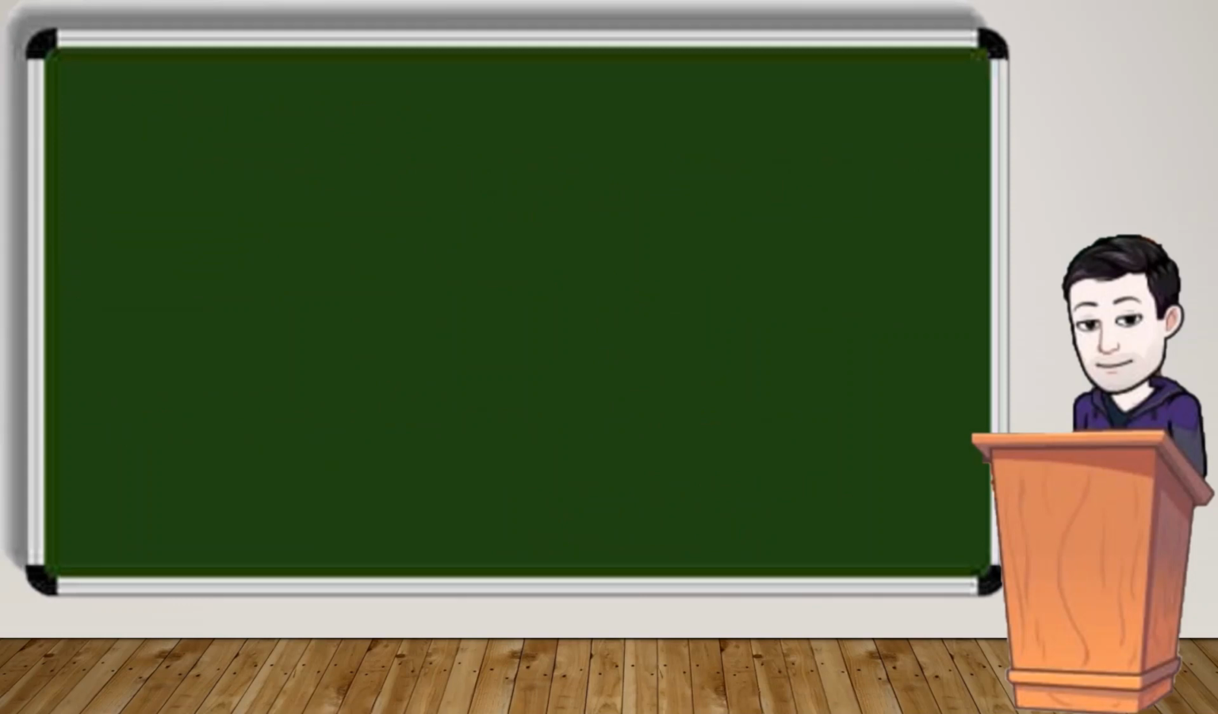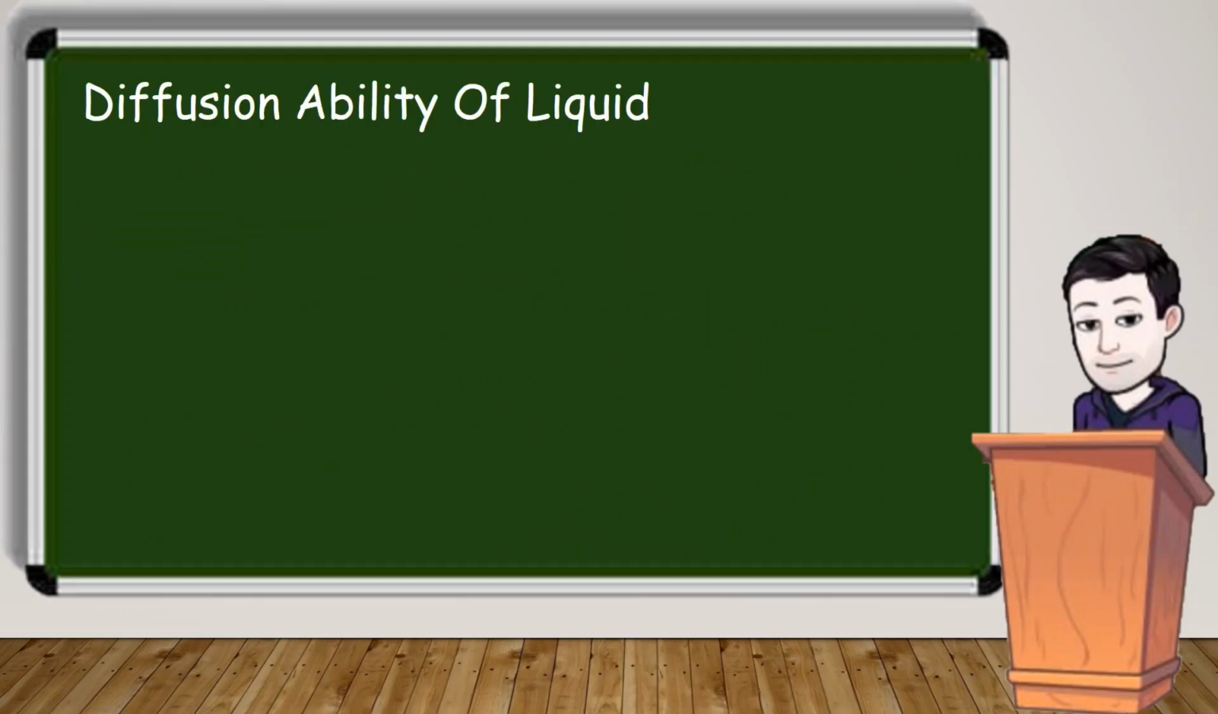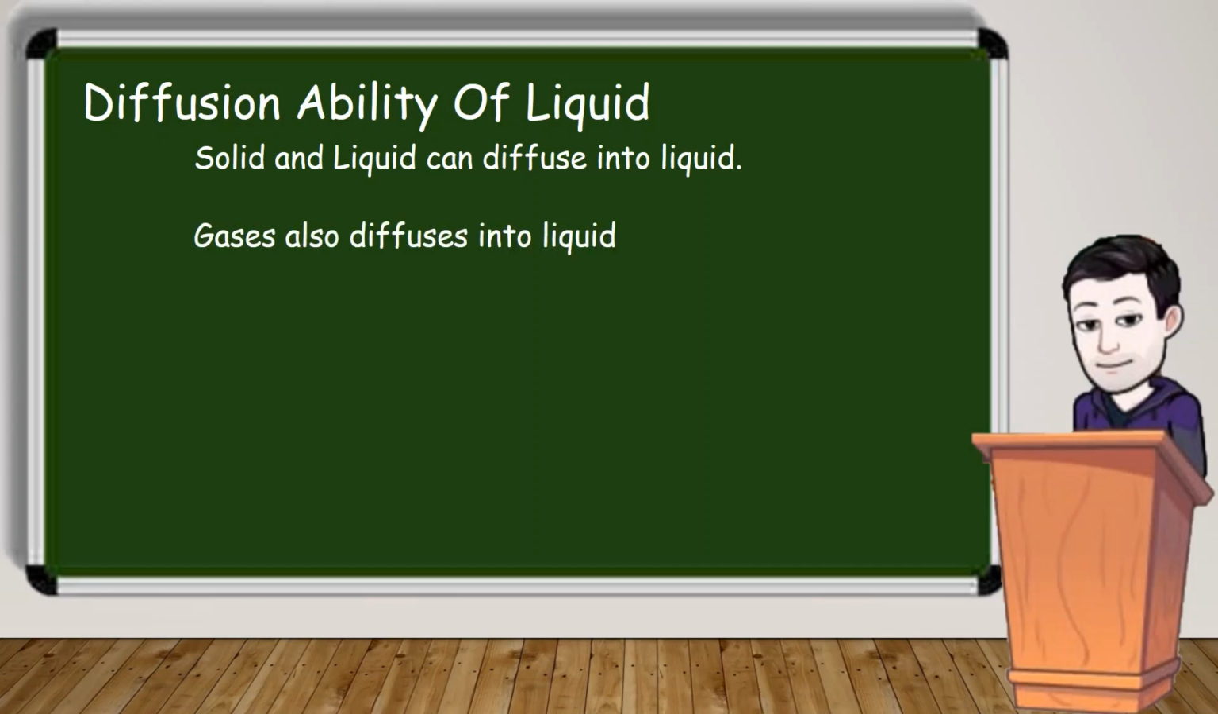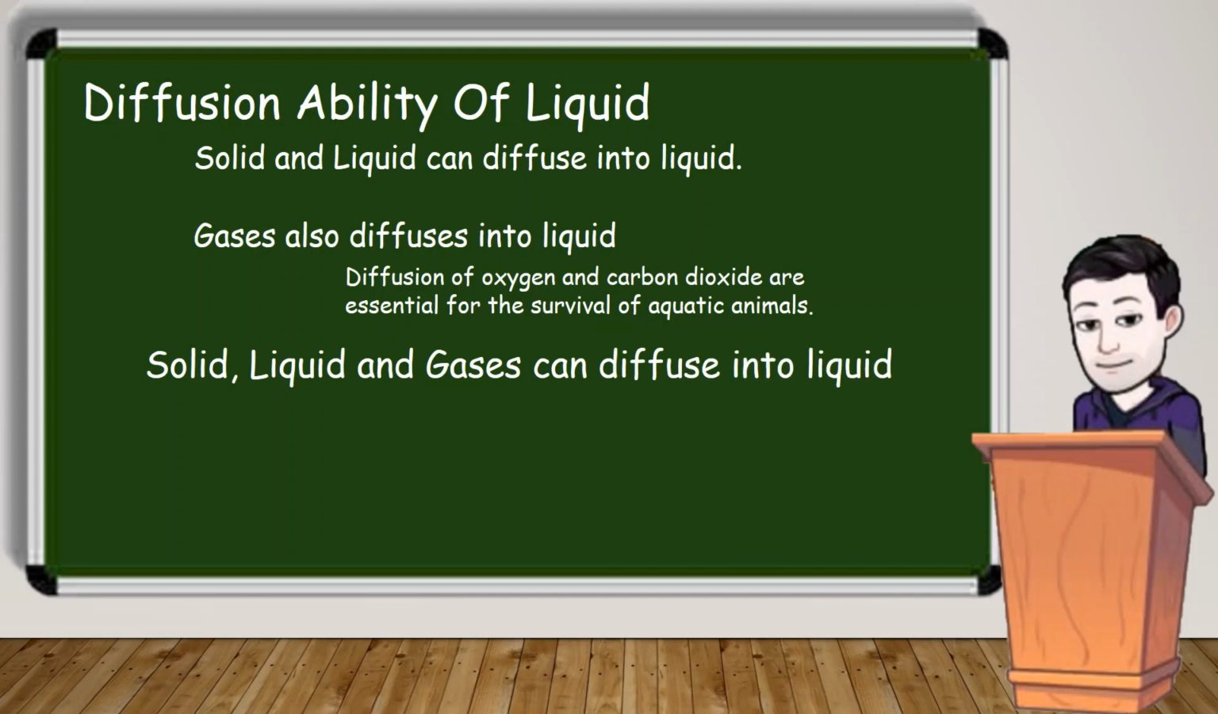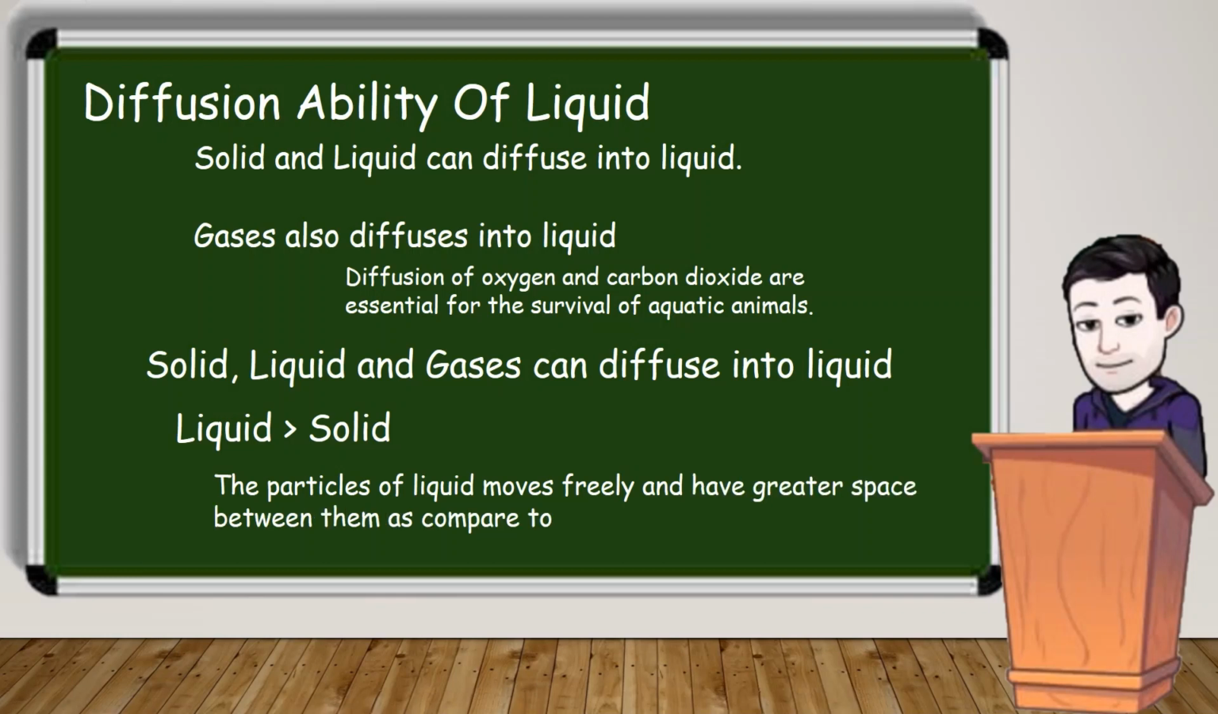But what about the diffusion ability of liquid? From the previous activities, we have seen that solid and liquid can diffuse into liquid. But, you know what, gases also diffuse into liquid. Diffusion of oxygen and carbon dioxide is essential for the survival of aquatic animals. Thus, we can say that solids, liquids, and gases can diffuse into liquid. The rate of diffusion of liquid is higher than that of solid. This is because the particles of liquid move freely and have greater space between them as compared to particles in solid.